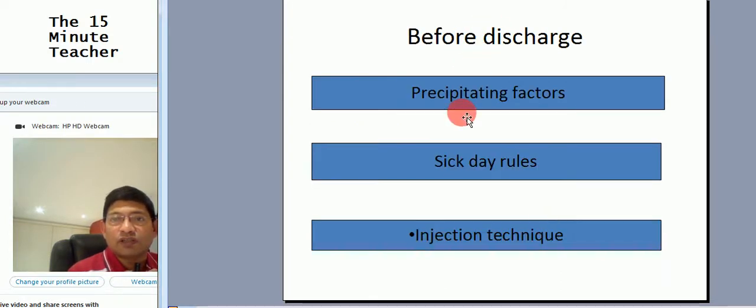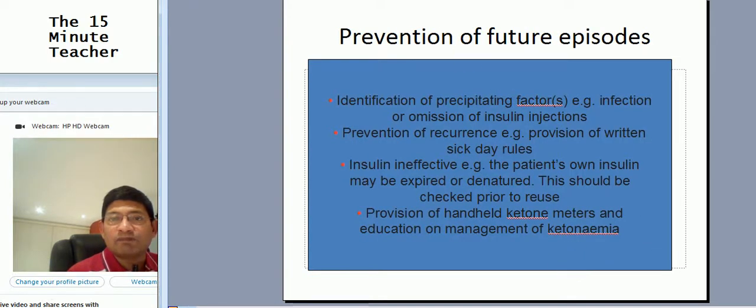Before discharge, please go through the precipitating factors that triggered this episode, emphasize sick day rules, and check injection technique. Precipitating factors can be infection, omission of insulin. The patient's insulin might have expired. There may be the use of insulin omission for weight loss, particularly seen in the teenage and adolescent age group, which you need to be careful about.